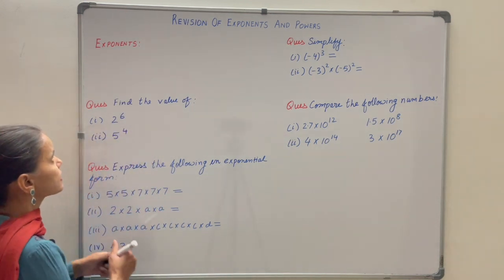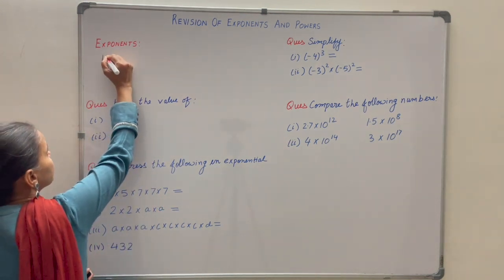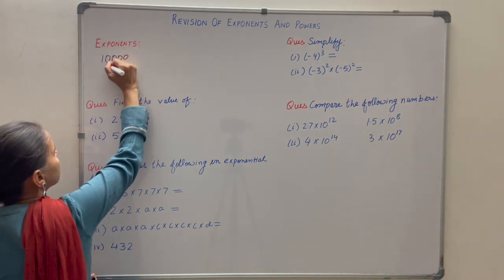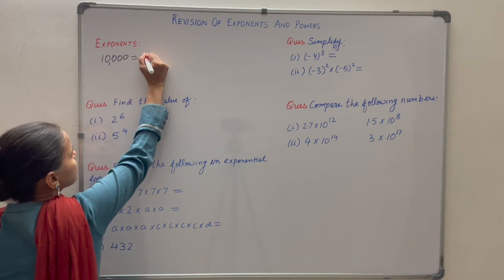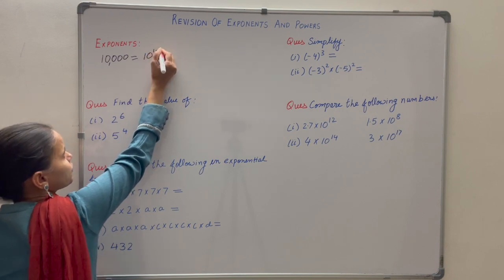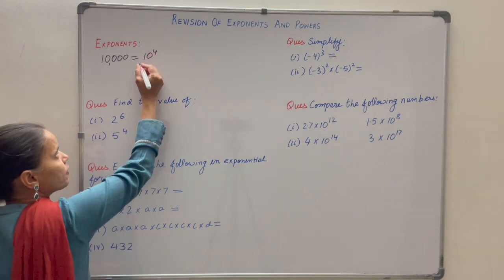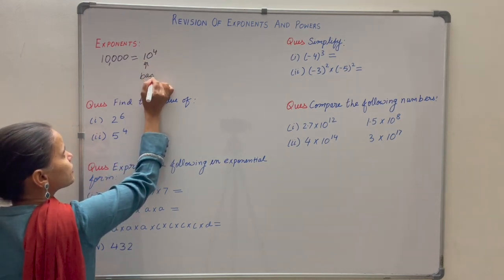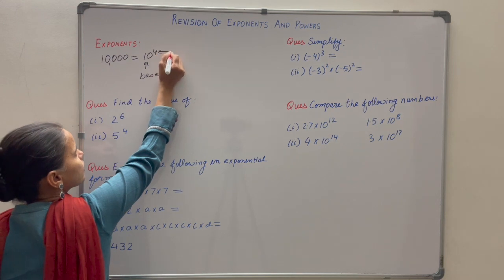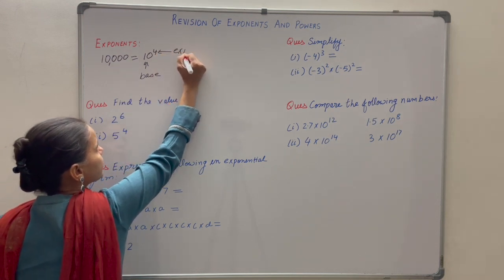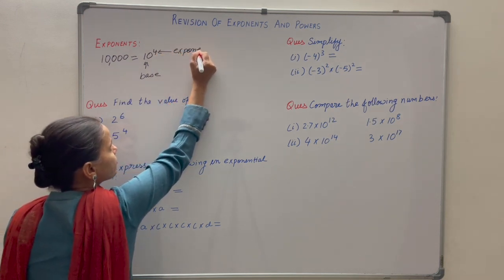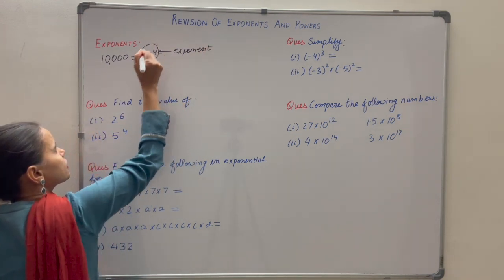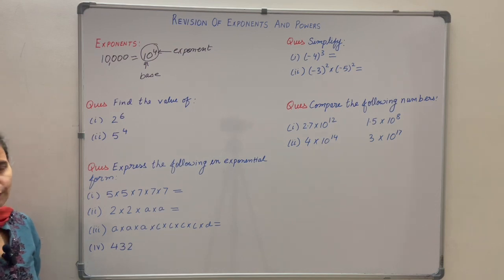So let us take one example. Say 10,000. I can write this as 10 raised to the power 4. So this is the exponential form where 10 here is called the base and 4 is called the exponent. And 10 raised to the power 4, this is called the exponential form.